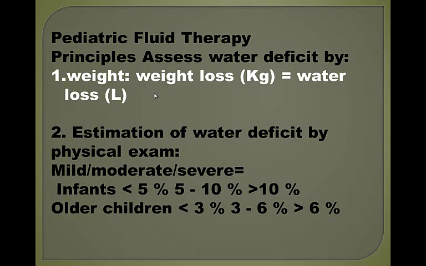And you calculate that, just for your knowledge, by taking the child's known healthy weight and finding their sick weight, and subtracting their sick weight from their healthy weight. For example, if you had a child that is currently 9 kilograms, but was 10 kilograms at their well child visit, you would subtract 9 from 10, and that would give you a weight loss of 1 kilogram.